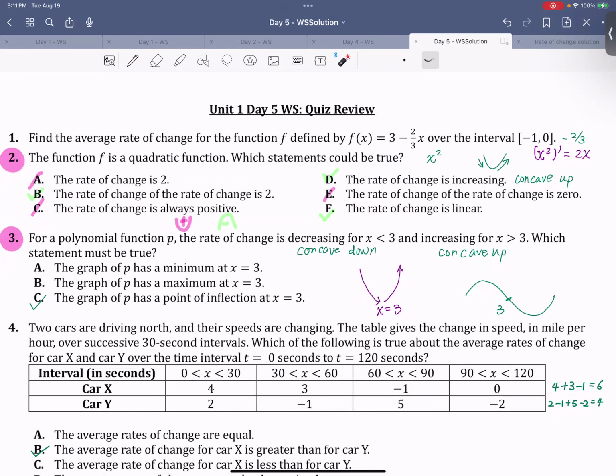Number 3. Rate of change is decreasing. Rate of change decreasing means concave down. Rate of change increasing means concave up. From concave down to concave up, that's a point of inflection. That's C.